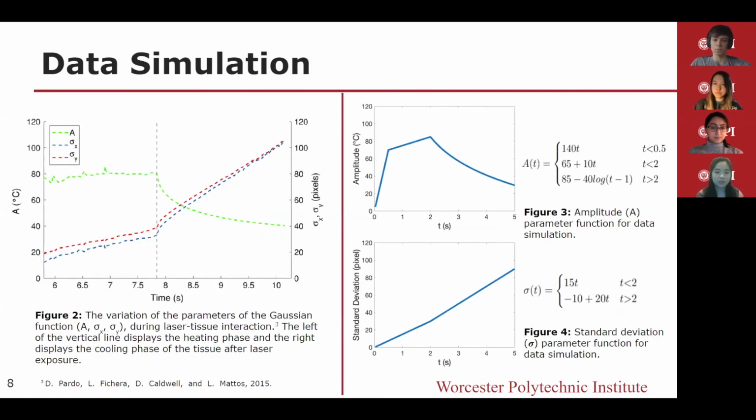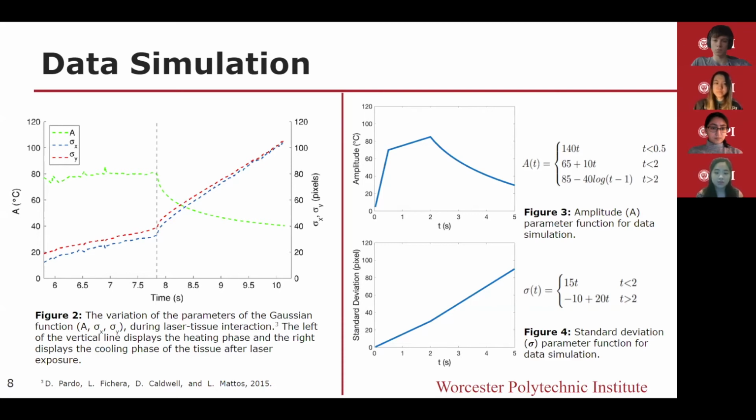Our next step is to generate sets of simulated data to verify our estimation framework, which will be discussed later. Assuming that the tissue has even properties over its surface, we can define sigma x and sigma y to be equal. Then we can define appropriate A and sigma functions in terms of time t to present the change in the temperature of the tissue.